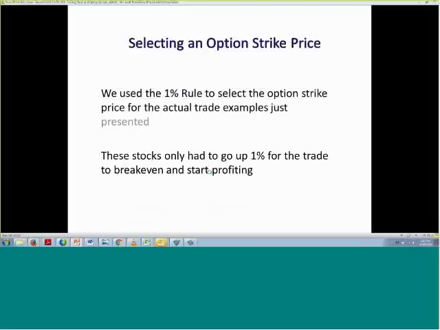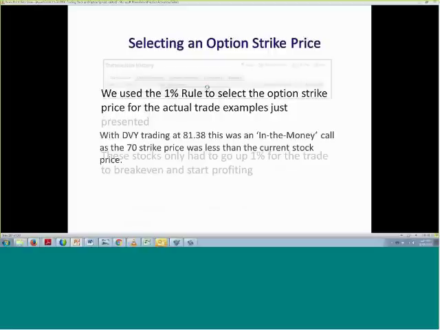And I just want to mention those examples of option trades that we took in the dividend index and the utilities index and Amazon, when we used the 1% rule for all those option strike prices. So all those stocks and ETFs only had to go up 1% in value after we bought that option in order to break even and start making money.